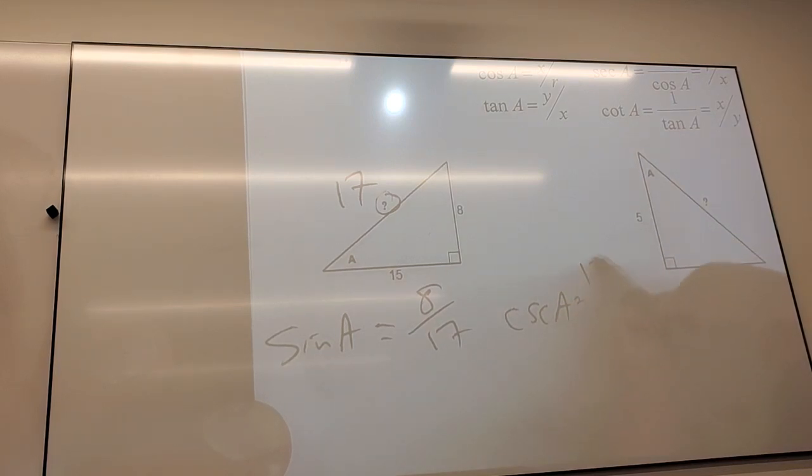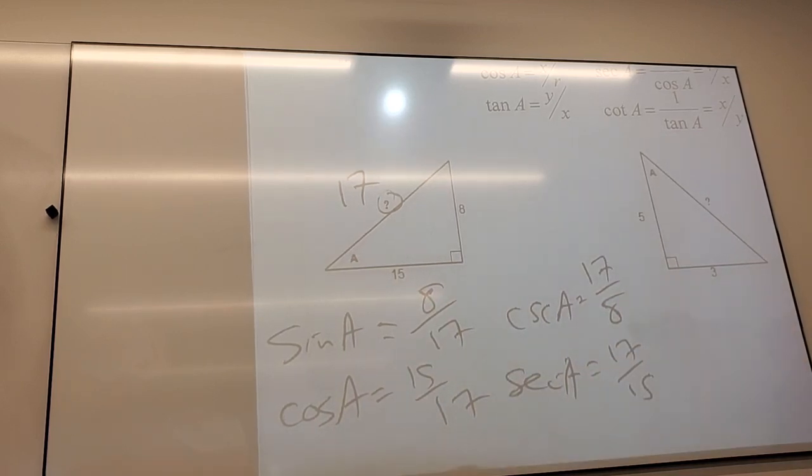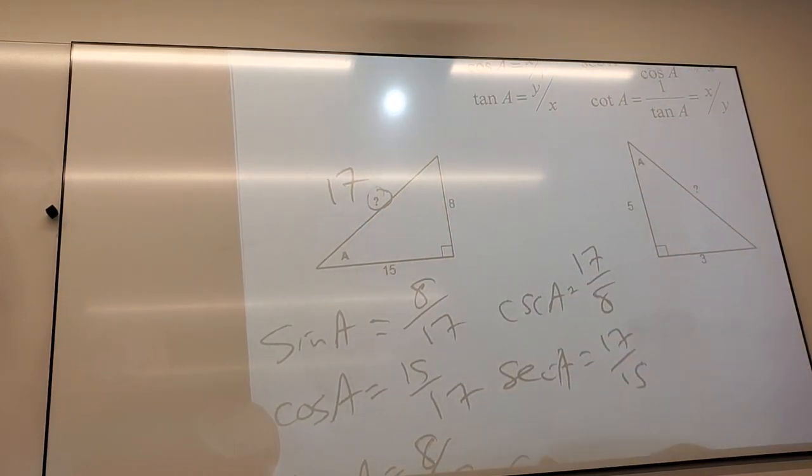Cosecant is 17 over 8. Cosine, 17 over 17? Yeah, it's the x side, so cosine is 15 over 17. Secant's going to be 17 over 15. Tangent, 8 over 15. Cotangent, 15 over 8. Very quickly.